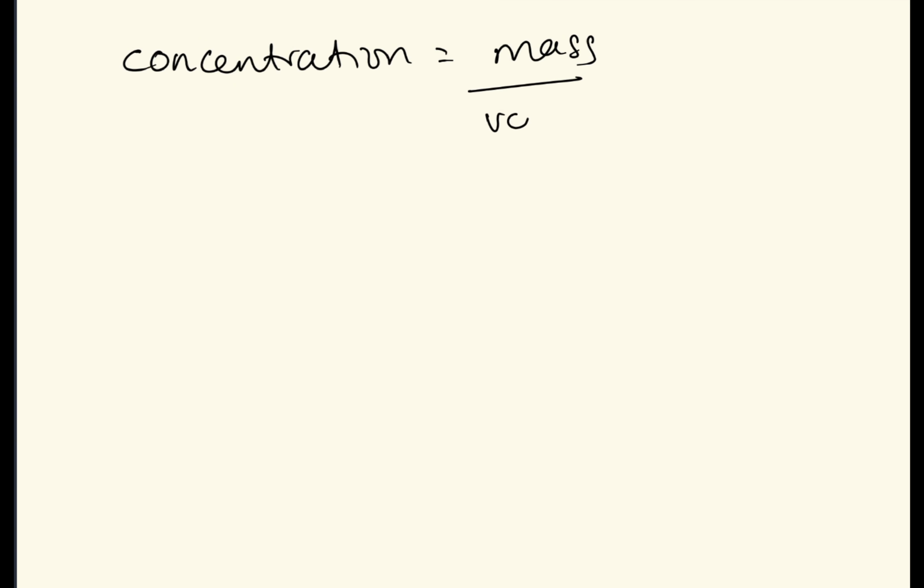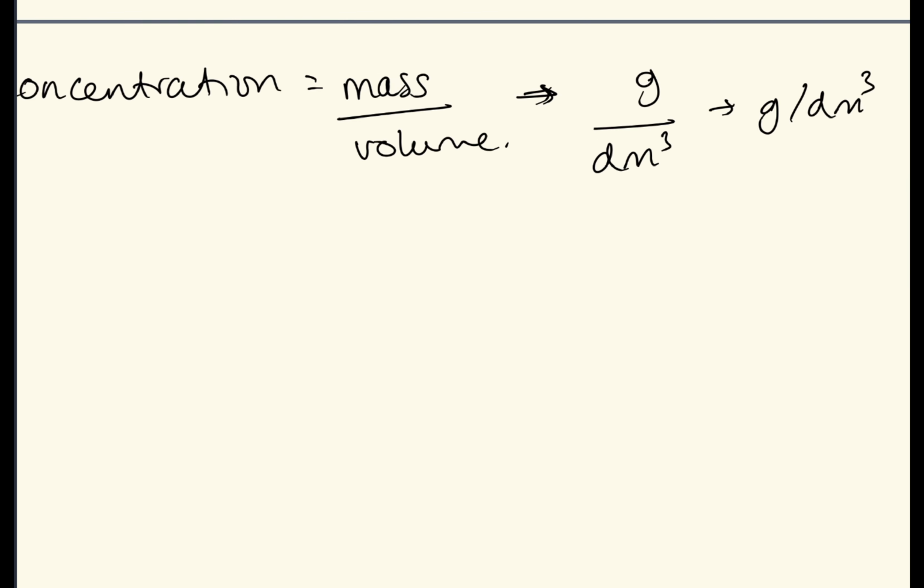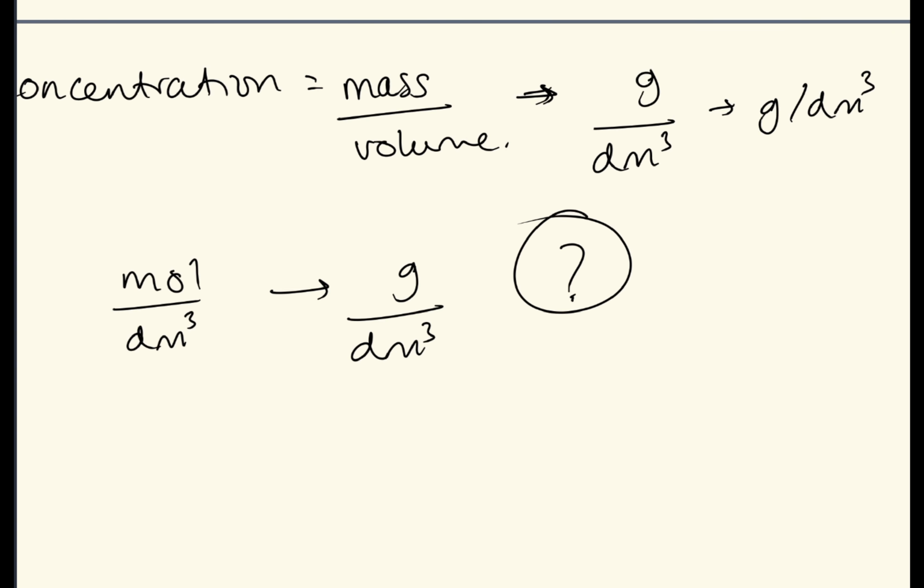Now we're going to look at the formula for concentration. Concentration equals your mass divided by your volume. And that's why it's represented in units of grams, also known as gram per decimeter cubed. Now the question is, how do we go from mole per decimeter cubed to gram per decimeter cubed? That's the big question. How are we going to do that?